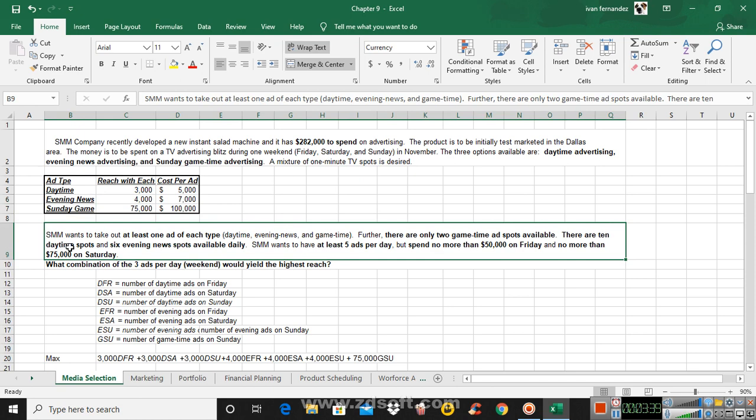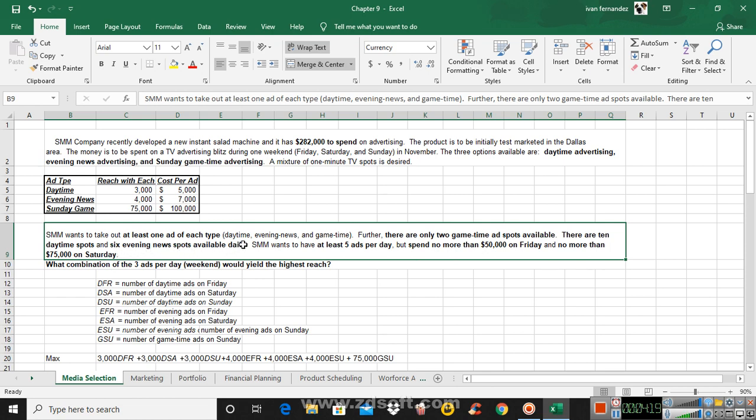SMM wants us to take out at least 1 ad of each type: daytime, evening, game time. So that means you need to have at least 1 of each. So daytime plus evening plus game time has to be at least 3, because 1 of each will be 3. Further, there are only 2 game time ad spots available. There are 10 daytime spots available and 6 evening news spots available daily.